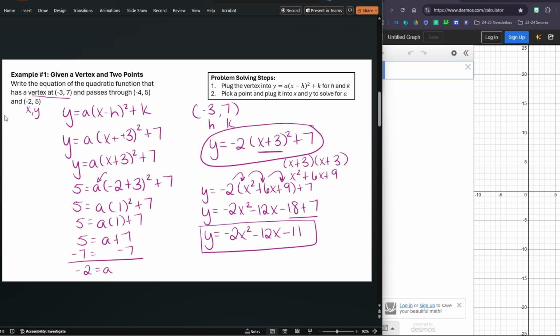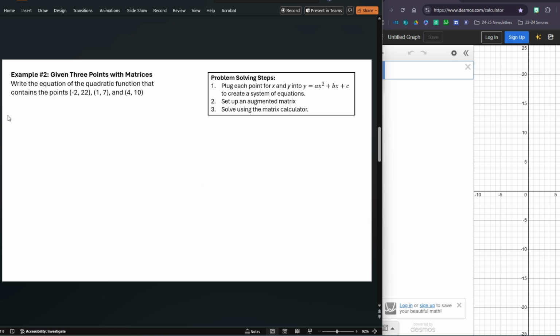So what if it just gives you 3 points and it doesn't necessarily tell you that one of the points is the vertex? Well, what you need to do now is use one of two methods. One way is to create a system of equations and then solve with matrices. So you can either do that or you can use regression. So let's look at this first way.